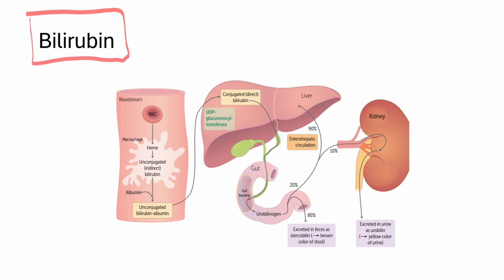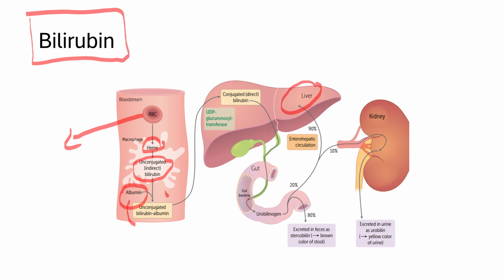This bilirubin is produced by the hemolysis of the RBC. These RBCs release heme, and this heme is captured by the macrophages, and in the macrophages the heme is converted into unconjugated bilirubin. This unconjugated bilirubin then comes into the blood, and it is taken by the albumin protein, and this albumin protein takes the unconjugated bilirubin from the blood to the liver.